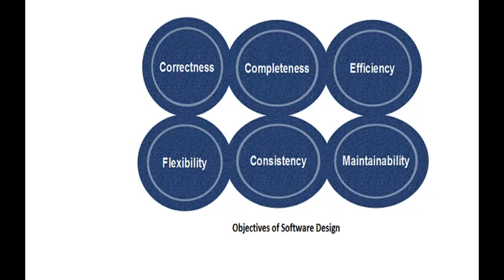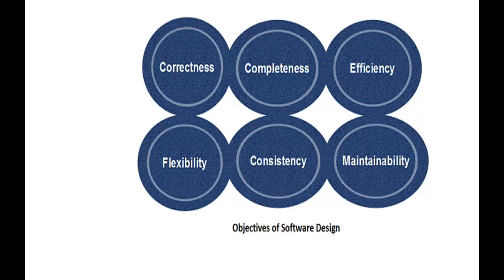There are basically six objectives we can follow at the time of designing any software. First is correctness, second completeness, third efficiency, fourth flexibility, fifth consistency, and sixth maintainability. What exactly is correctness, which is necessary while designing any software? Correctness means the software design should be correct as per the requirements given. Second is completeness. It means the design should have all components like data structures, modules and external interfaces which are required at the time of any software design.